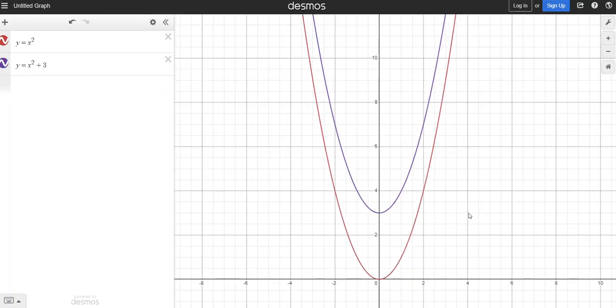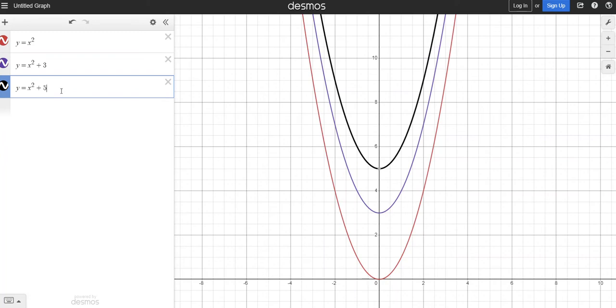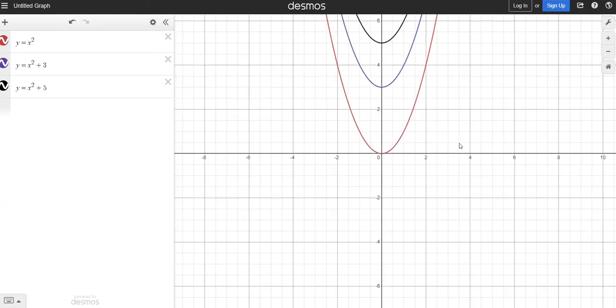I'm going to move this down so we can see a little bit better. Same shape, same parabola. It's just moved up 3 units. If I did x squared plus 5, once again, the graph has just moved up 5 units. Notice how the vertex, those y values, are just moving up by whatever k value it is that I've added there.